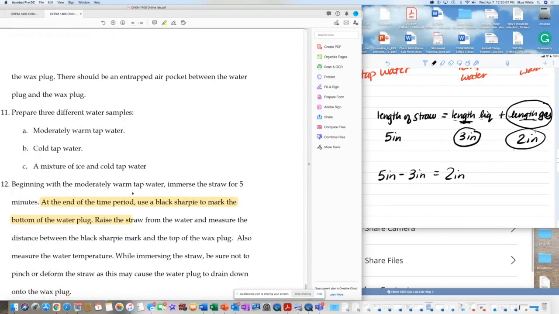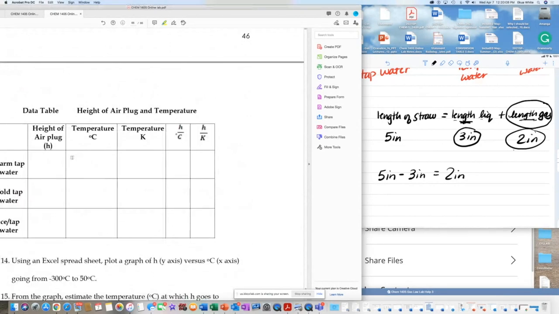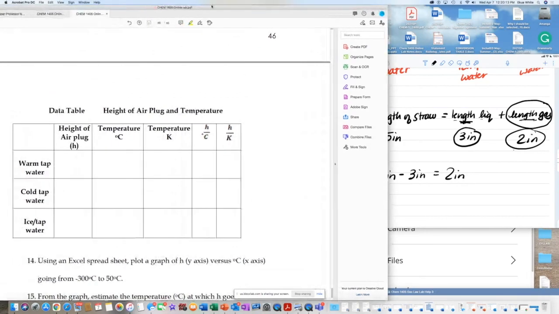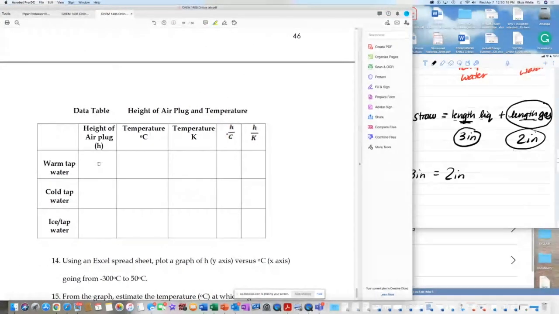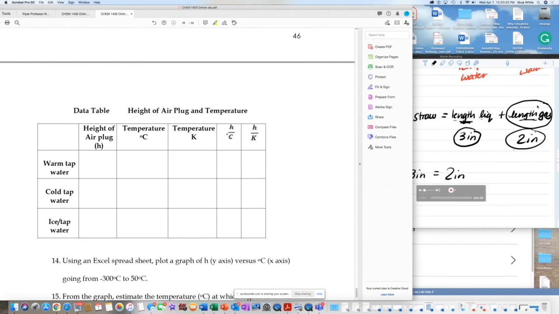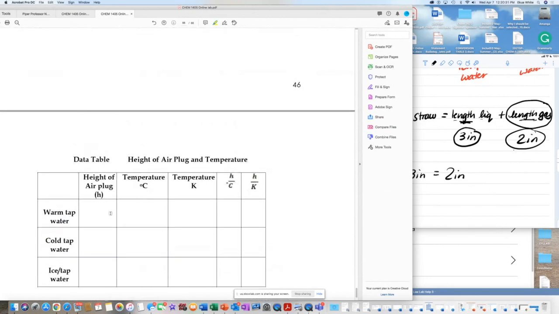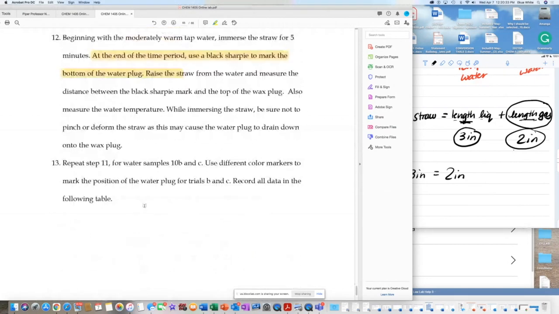And then I'm going to fast forward real quick. You will write the height of the air plug. They want only the air, not the liquid. So for my made up example here, my first one will be 2 inches. I have to write the gas, 2 inches. And then at some point, they'll tell you to measure the temperature.